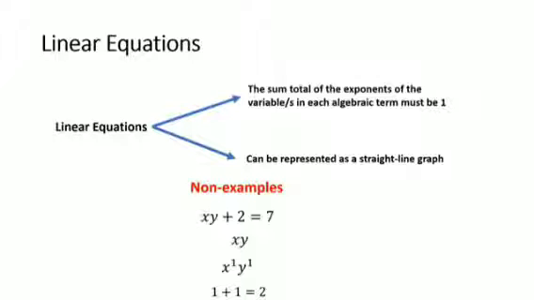And because it is not 1, we can say xy plus 2 equals 7 is not an example of a linear equation. The same argument follows this equation. x plus xy equals 14 is a non-example of a linear equation.